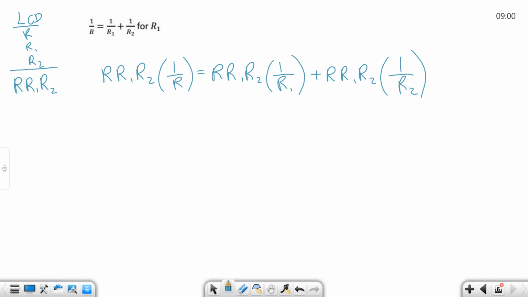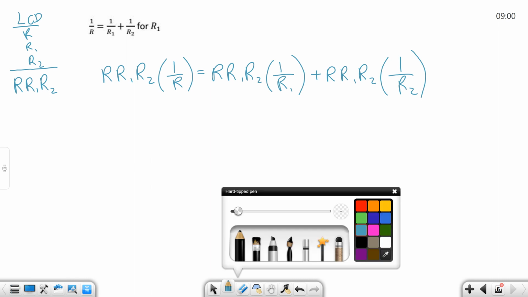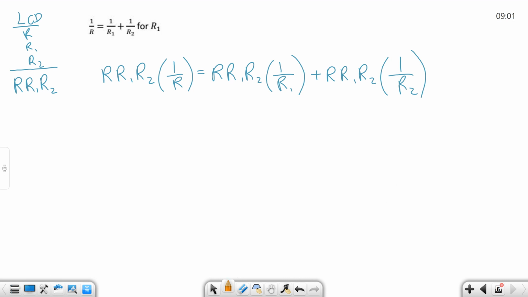And what's that going to do? Eliminate my fractions. That's a glory hallelujah moment right there. I'm eliminating my fractions. That should make me really happy. So I'm going to change colors here. This is going to be over 1 for all 3 of these. And then the R's divide out, and I'm left with R1, R2 equals. Over here, the R1 divides out, and I'm left with R2, plus the R2's divide out, and I'm left with what? R1.